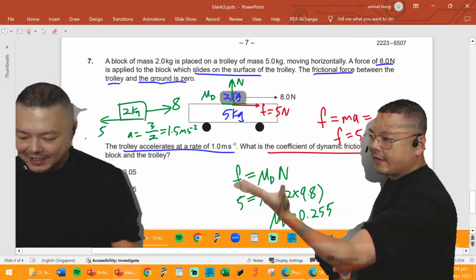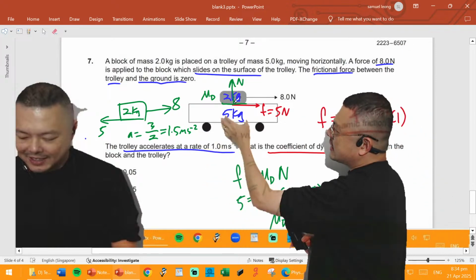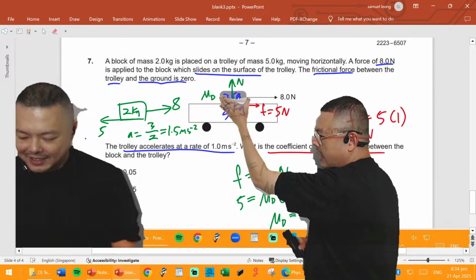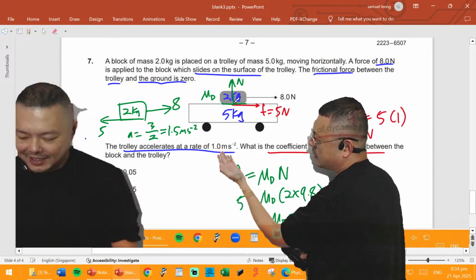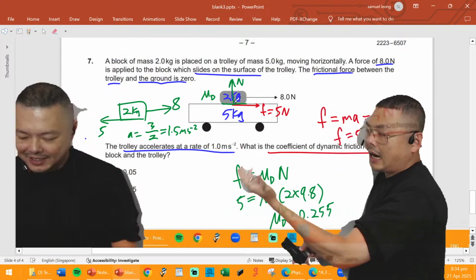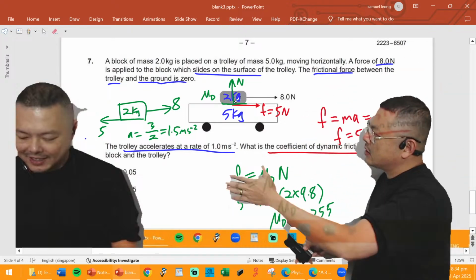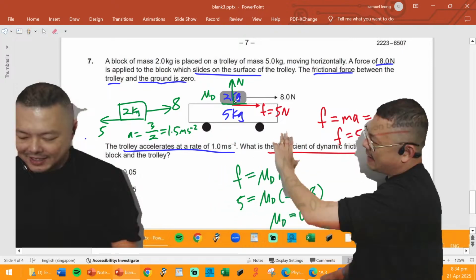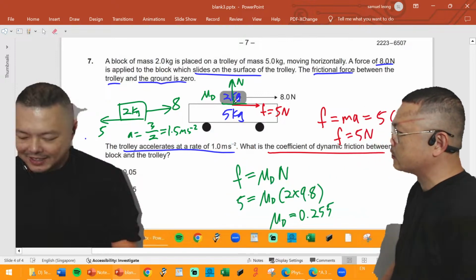Then I've had a question from previous batches. They asked me, does it mean that eventually the 2 kg mass will slide off the trolley because its acceleration is 1.5 and the bottom acceleration is only 1? Yes, but we are not too concerned about that. We're just concerned about the now. They want the values now. What happens after? If they ask, they ask. If they don't ask, they don't ask. They just want the now.